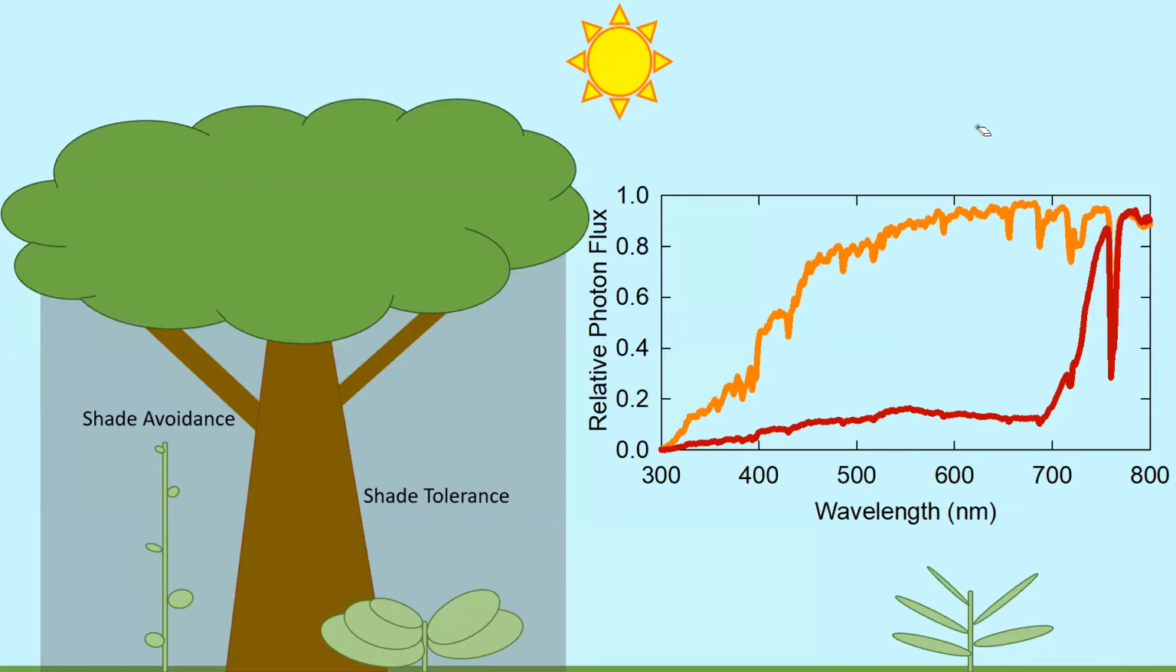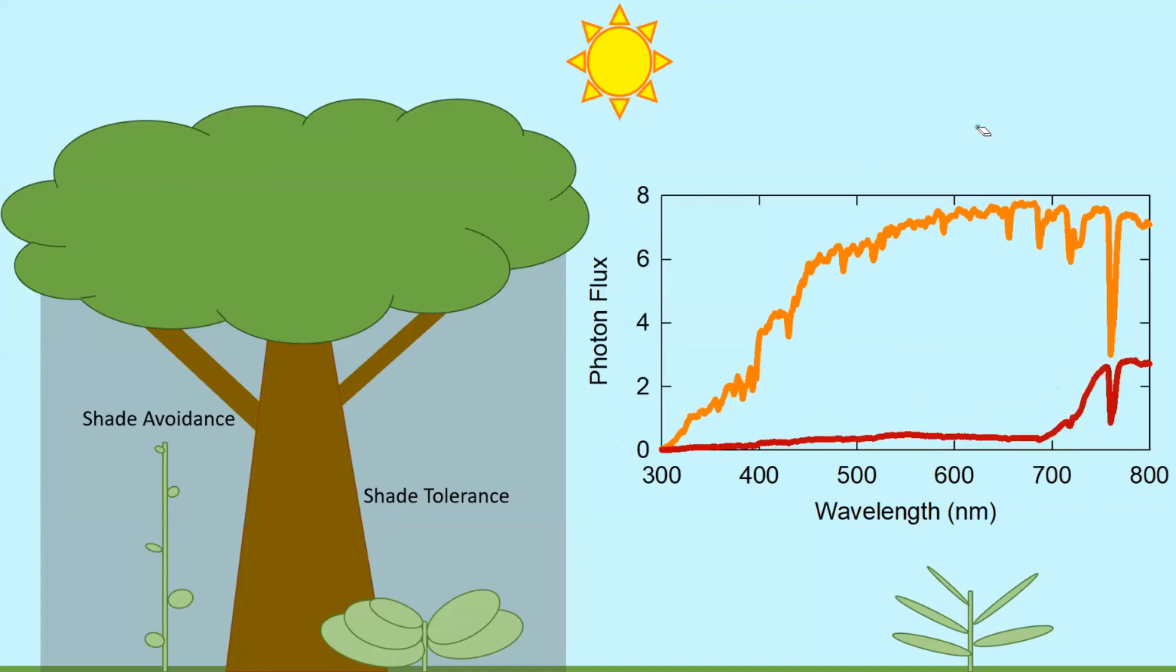Okay, so now if we come back to this slide and we look at the y-axis here, this says relative photon flux. What I wanted to show here was how the quality of light changed when you moved into the shade. But when you move into the shade, it's not just the quality that changes, but also your total intensity will decrease. So not only is this relative increase in far red a signal of shade, but also this decrease in intensity can be a signal of shade.